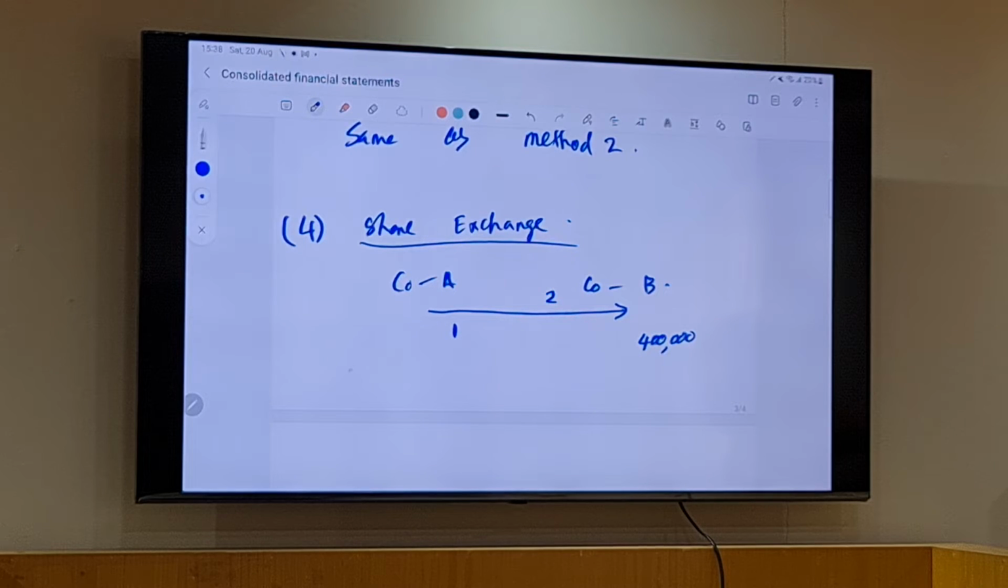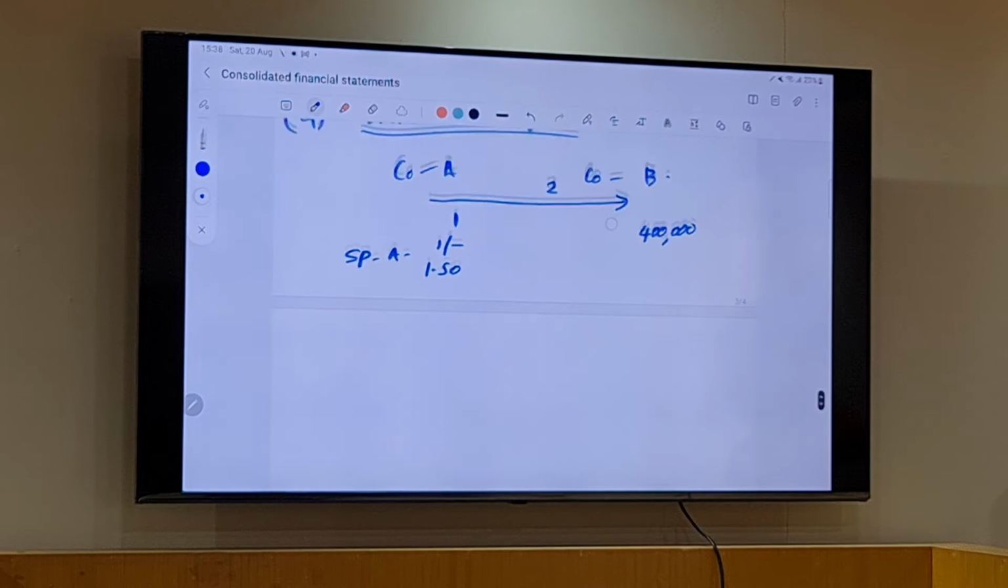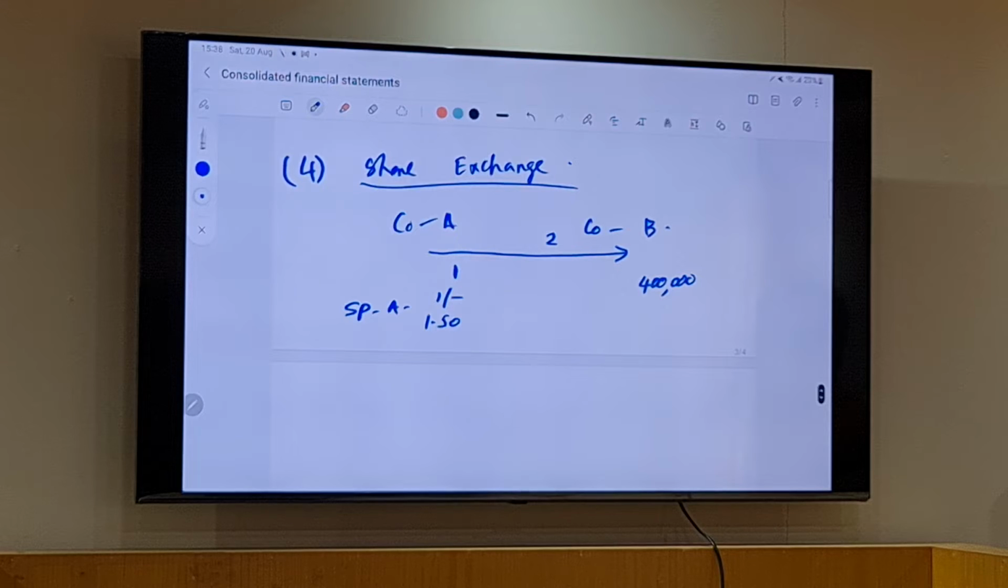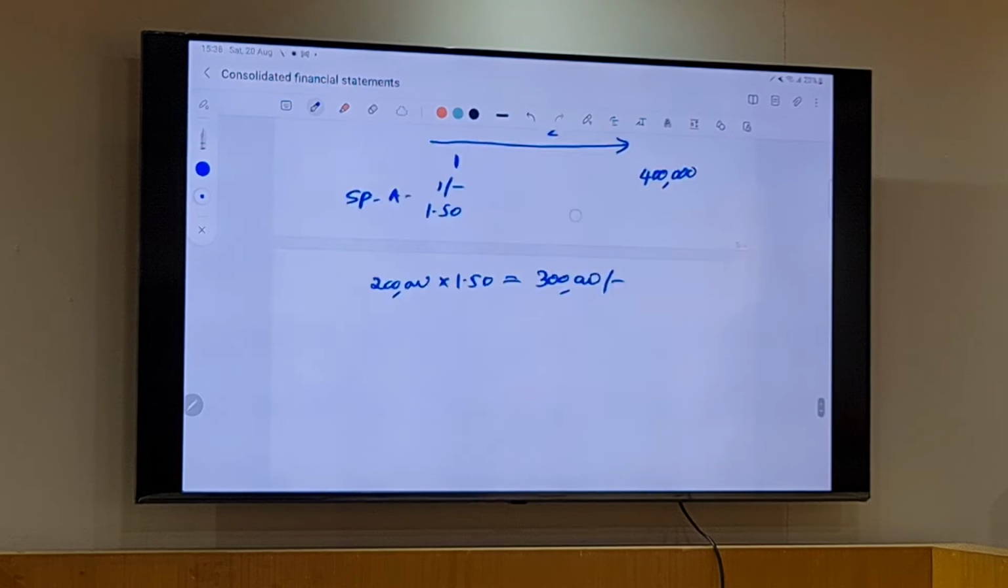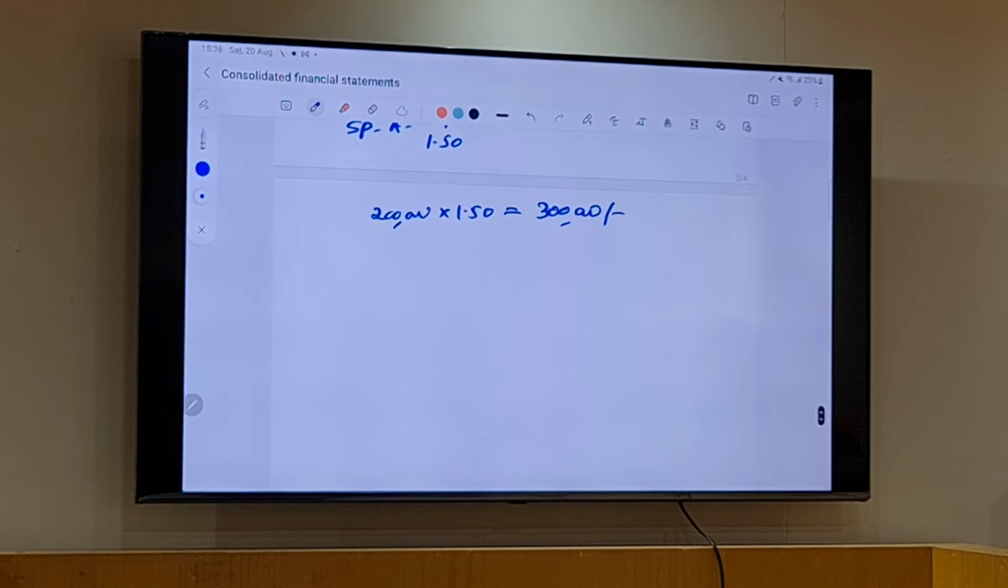Then you need to know the share price of company A. Let's say par value is $1. You are issuing at 1.5. So that means 0.5 is what? Premium. So how many shares are we issuing? 200,000 shares. So 200,000 into 1.5, how much is that? So investment will be how much? No, investment is 300,000. Your total investment to buy the company B 400,000 shares, your total value is 300,000.